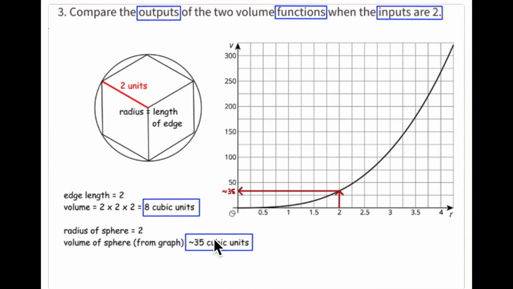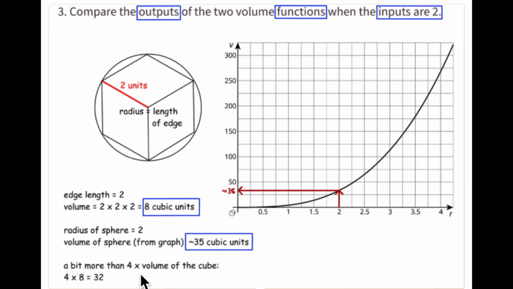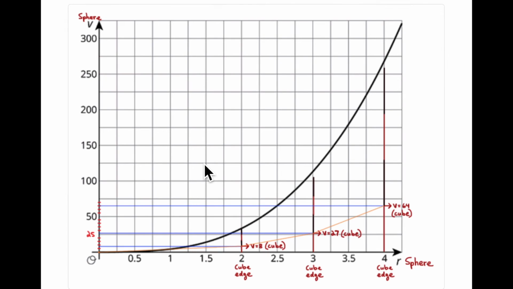That's the same, by the way, as 2 to the 3rd power. And again, you see that the volume of the sphere is a tiny bit more than 4 times the volume of the cube. So the volume of the cube is 8 cubic units. 4 times 8 is 32. And the volume of the sphere is a tiny bit more than 32, or 35 cubic units. So this is happening when the radius of the sphere is the same as the length of the edge of the cube. I can add that information about the cube to this graph.